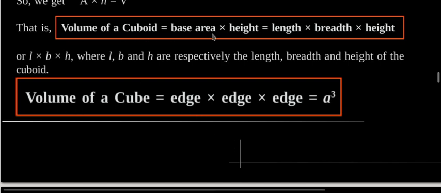So the volume of the cuboid is base area into height, LBH cubic unit. Volume of the cube will be edge into edge into edge. So base area is edge into edge, into height. So base area into height becomes A cube cubic unit.